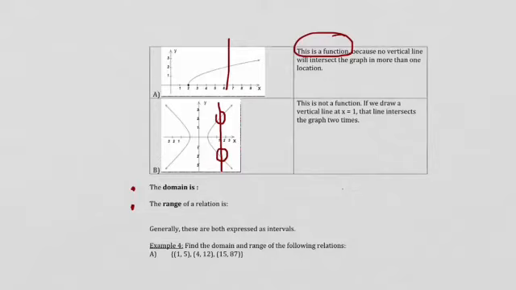I will let you do the example number 4. Find the domain and range of the following relation. Okay? Now, let's jump on the example number 5.